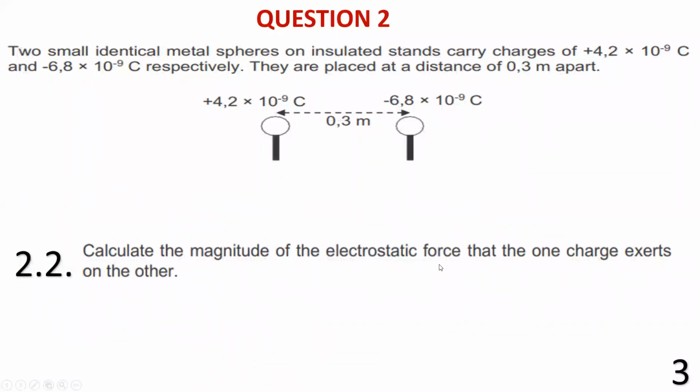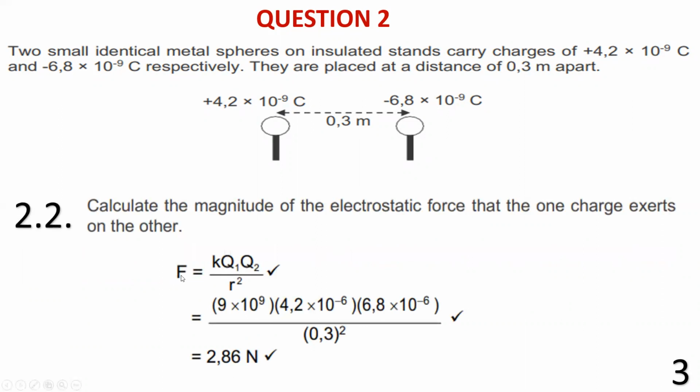Calculate the magnitude of electrostatic force between the 2 charges. Okay, we are looking for electrostatic force. Now we are using Coulomb's law to calculate electrostatic force between Q1 and Q2. So what's our formula? F equals K times Q1 Q2 over R squared. We know K is a constant number, 9 times 10 to the power of 9. So 9 billion, right? And then Q1, 4 times 2 times 10 to the power of negative 6.